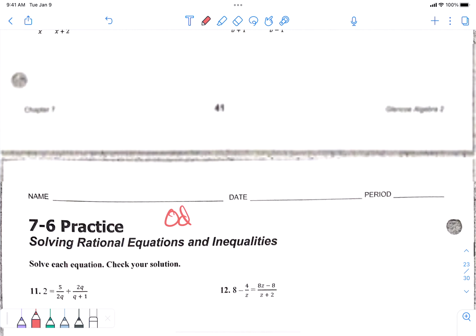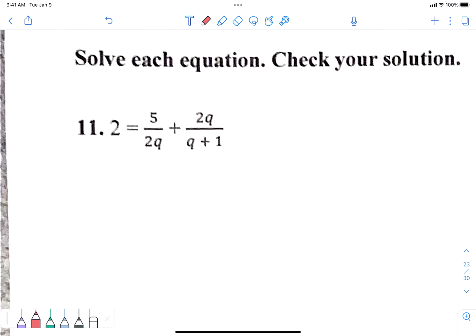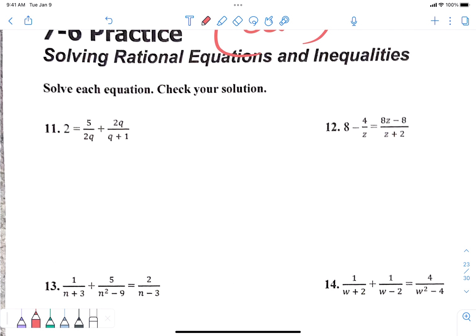Wait, I have a question though. Odds on both sides, but we didn't learn some steps. But I didn't give you any of those. Yeah, Josie. I didn't give you any of that why stuff.